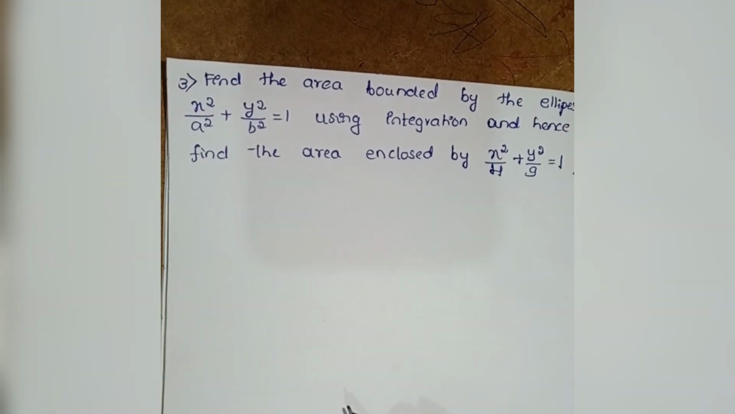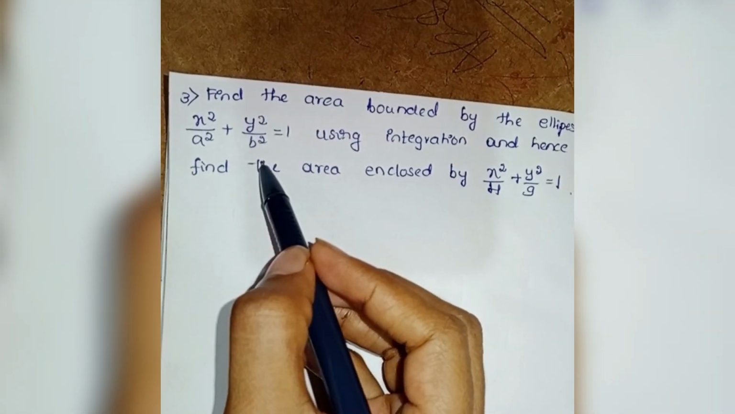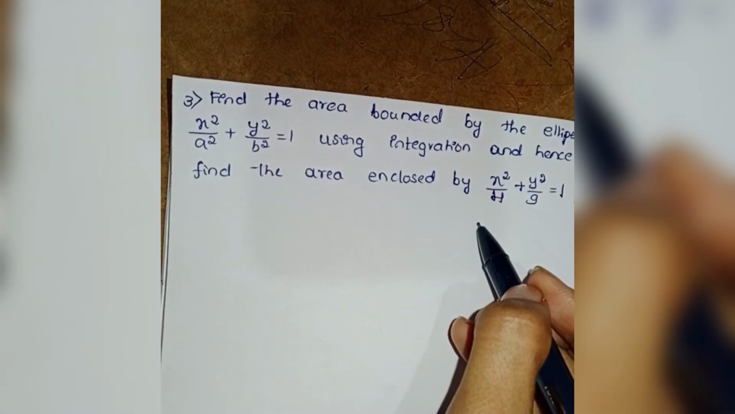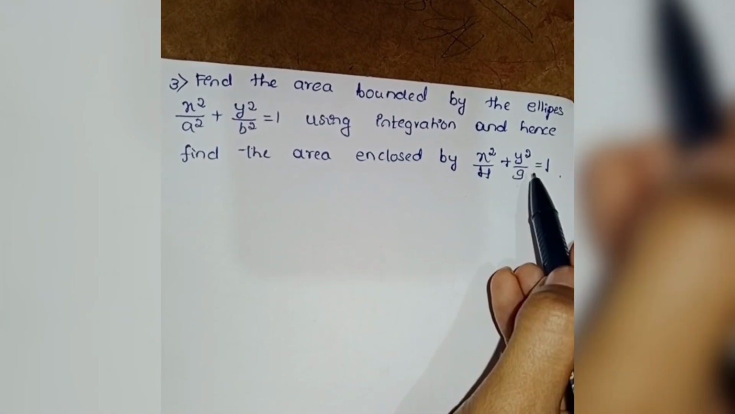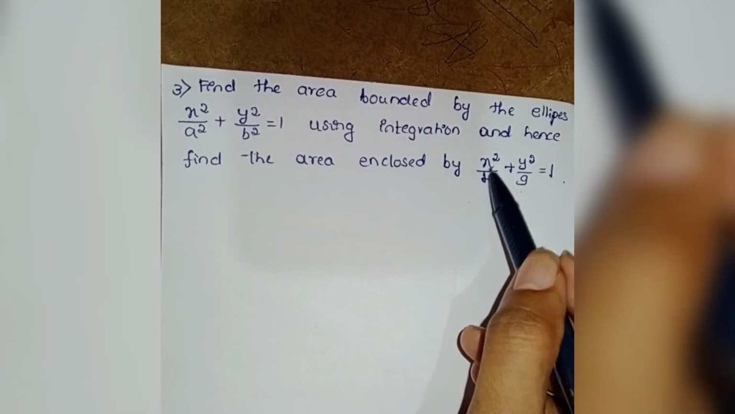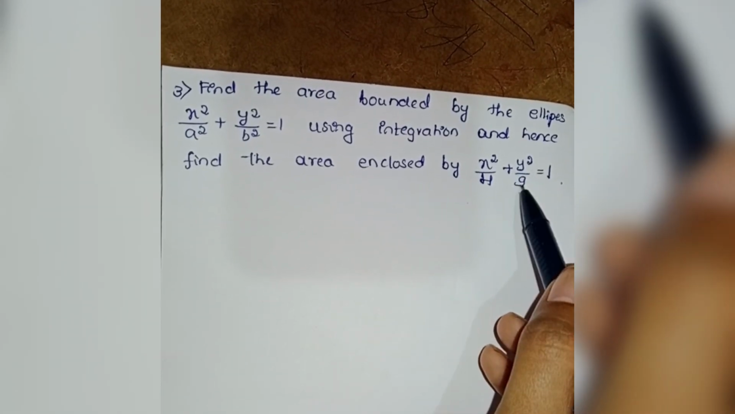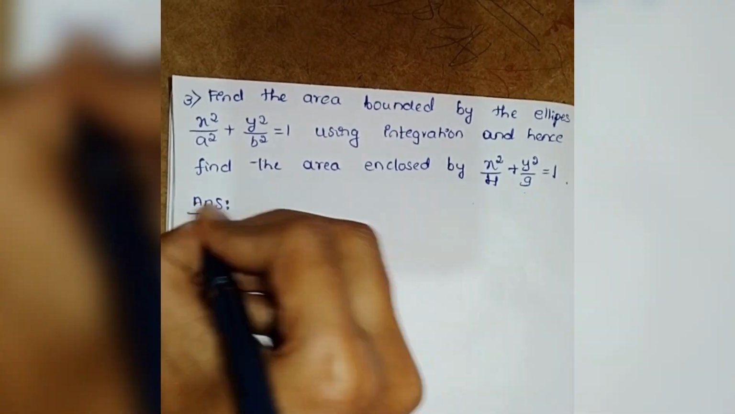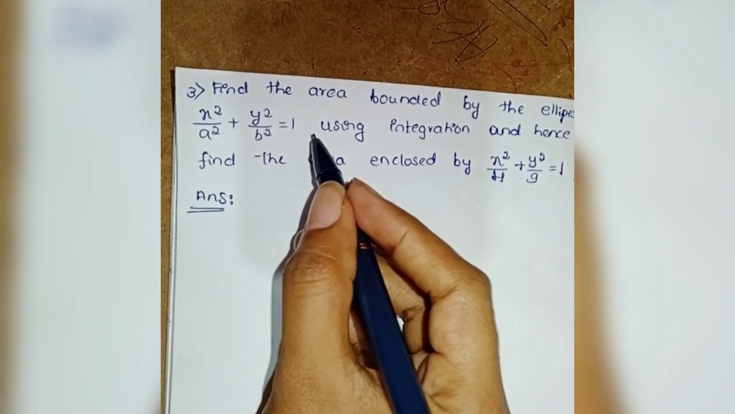Next question. Find the area bounded by the ellipse x square by a square plus y square by b square equal to 1, and hence find the area enclosed by x square by 4 plus y square by 9 equal to 1. This is also equation of the ellipse. By using the equation of the ellipse, find the area enclosed by the ellipse x square by 4 plus y square by 9 equal to 1. Okay, first we have to find out the area enclosed by the ellipse x square by a square plus y square by b square equal to 1.